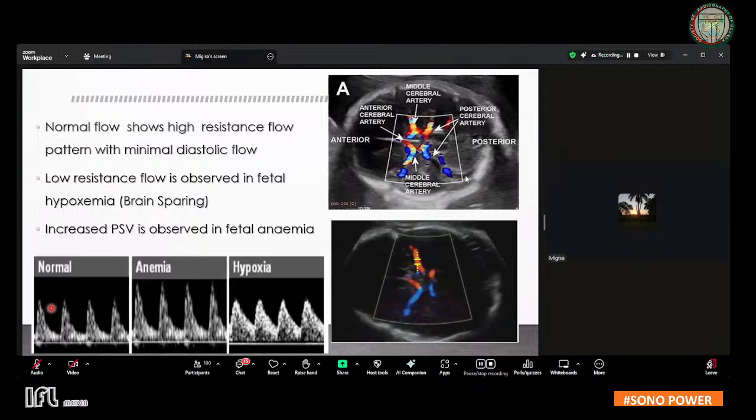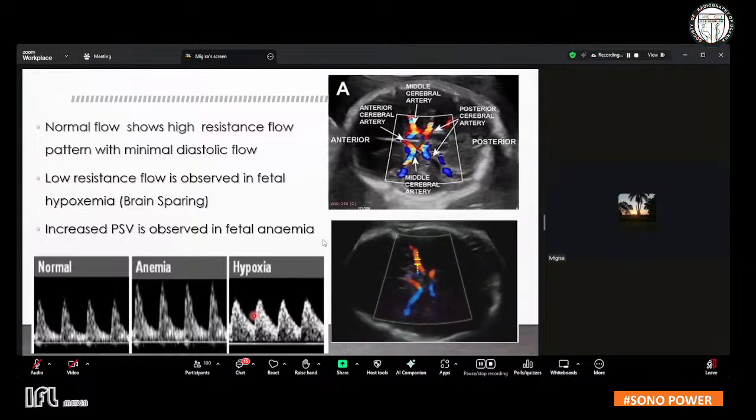And then the moment your high resistance becomes low resistance, like they've explained in the waveforms in the previous presentations, when your diastole starts increasing and going higher above the baseline, then you know there is a problem. That means the fetus is now trying to compensate, or is trying to shunt more blood into the brain because of low oxygen levels.